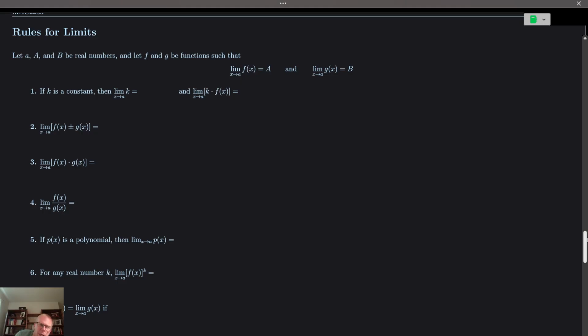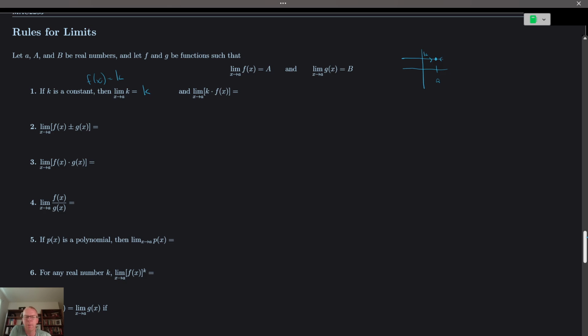So this first one: if k is a constant, then the limit as x approaches a of the function k equals k. That kind of makes sense. I won't do this for every example, but if you have f of x equals k, that is just a horizontal line. And wherever a is, we're just coming to this value k when we get there. So the limit of a constant function is just the constant.